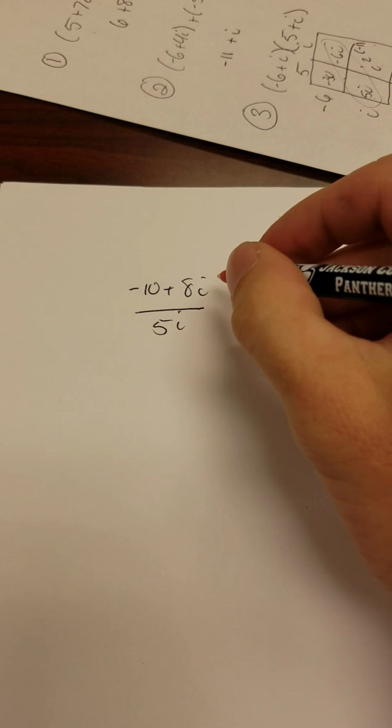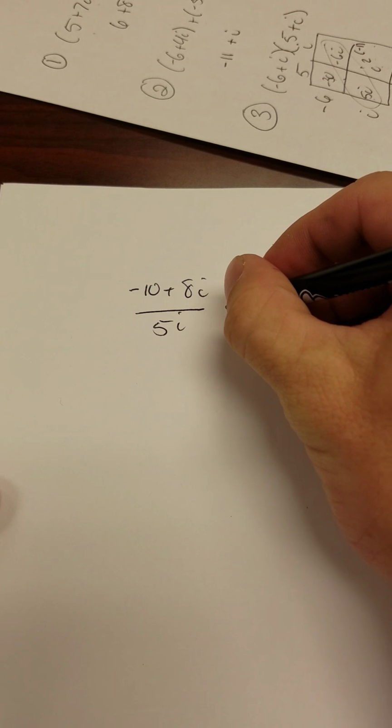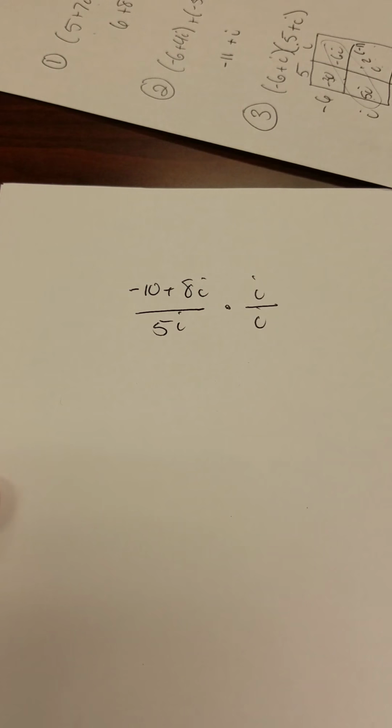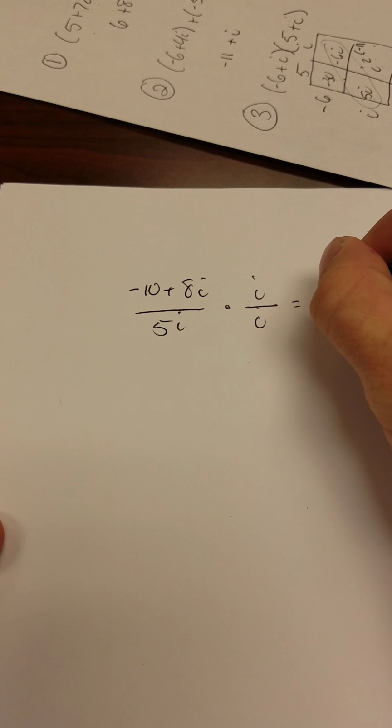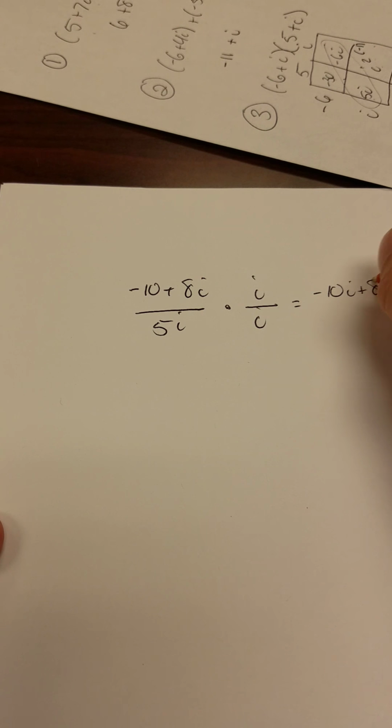On number 5, negative 10 plus 8i over 5i. This time there's only one term on bottom. So we multiply top and bottom by i. So on top we get negative 10i plus 8i squared. On bottom you get 5i squared. Remember we talked about this. This is a negative 1. That's a negative 1. So now what I have is negative 10i minus 8 over negative 5.